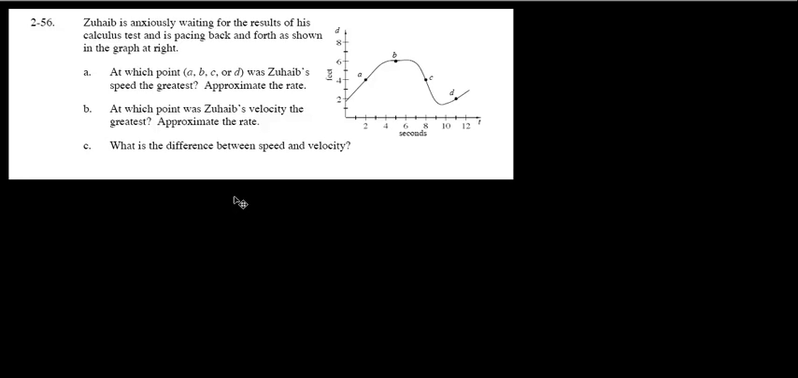This is CPM Calculus, Chapter 2, number 56. Okay, so we have this guy or girl, Zuhaib. Zuhaib is anxiously waiting for the results of his calculus test and is pacing back and forth as shown in the graph at the right.